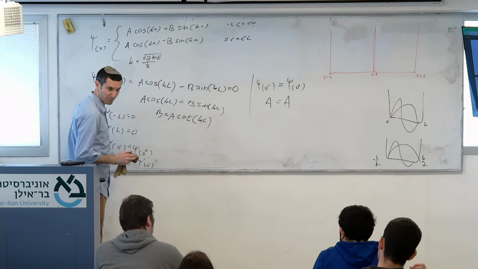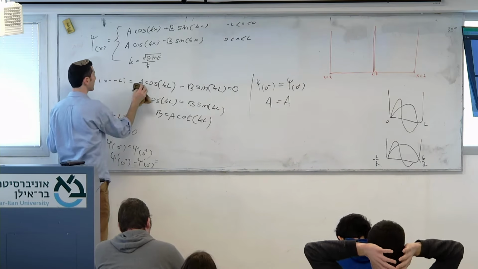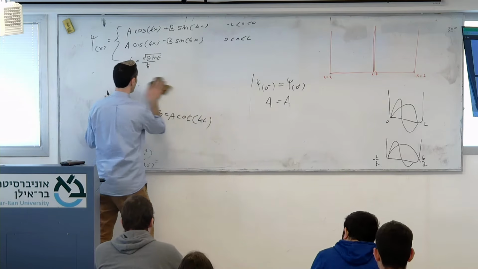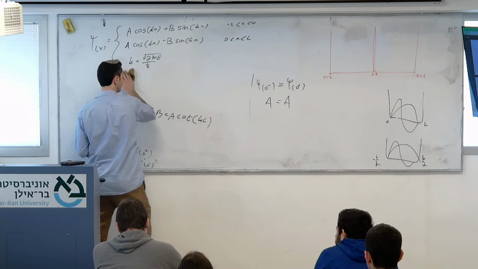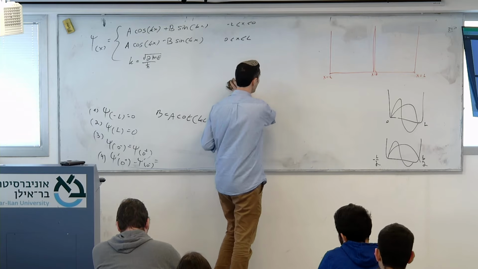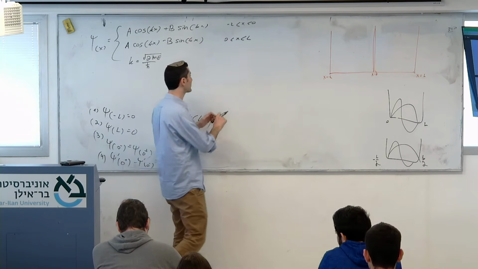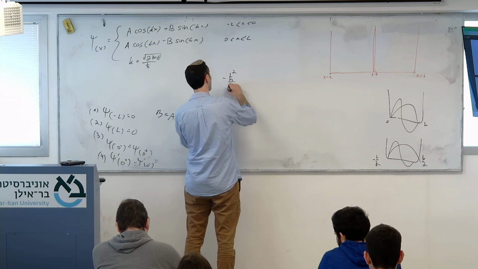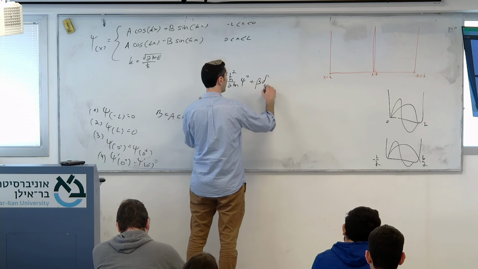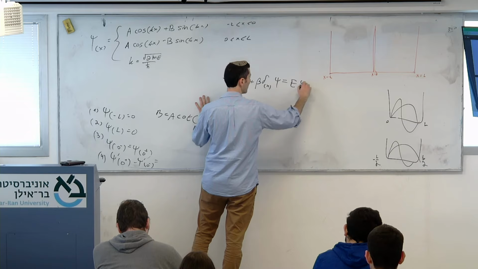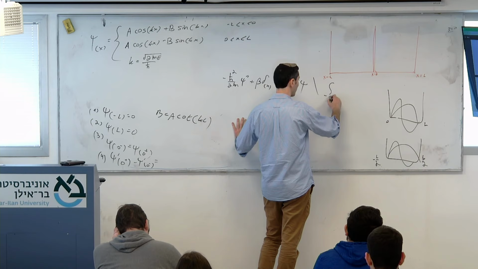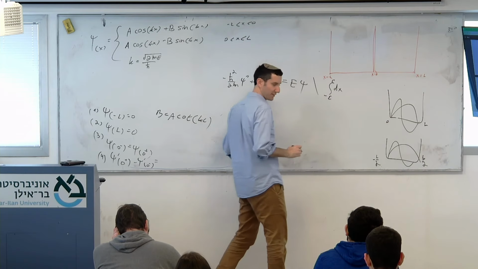Derivation, number 4. As I said, we start the derivation by writing the Schrödinger equation. So, Schrödinger says that minus h bar squared over 2m psi double prime plus beta delta of x psi is equal to E psi. Then on both sides I do the integral from minus epsilon to epsilon dx.